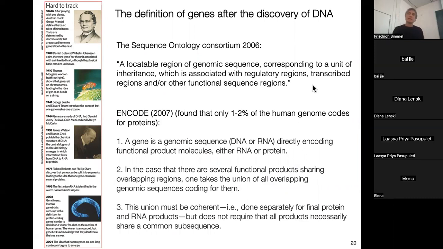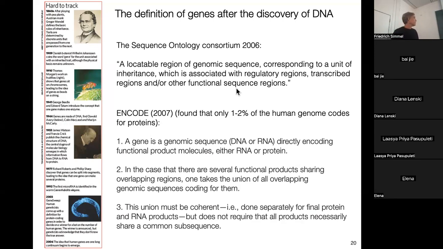Through all these investigations, there have been changes in the understanding of what the word gene actually means. Here is a definition from 2006, and it's a little strange, but I hope it will become clear on the next slide. They said a gene is a locatable region of genomic sequence corresponding to a unit of inheritance, which is associated with regulatory regions, transcribed regions, and/or other functional sequence regions.